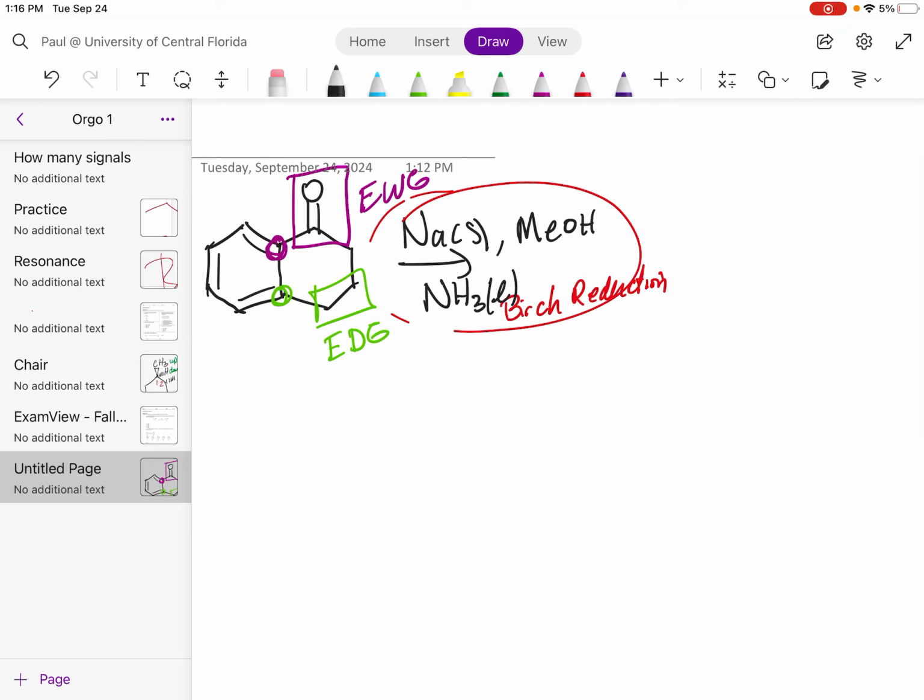So knowing this about the electron withdrawing group and the electron donating groups, we can predict what our product is going to look like. The electron donating group carbon is not going to be reduced, so that double bond stays there. Whereas the purple carbon is attached to an electron withdrawing group, so that is going to be reduced. So we're going to add a hydrogen there. That means we're going to now move the double bond over there. Okay, so that's the Birch reduction product.